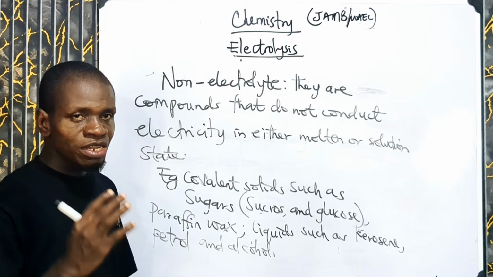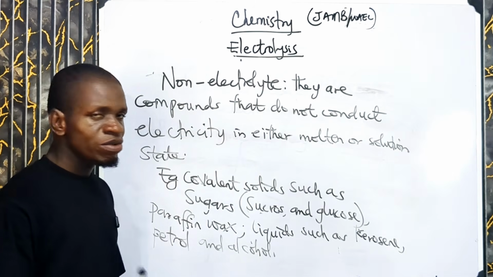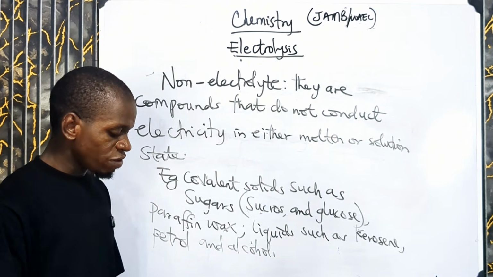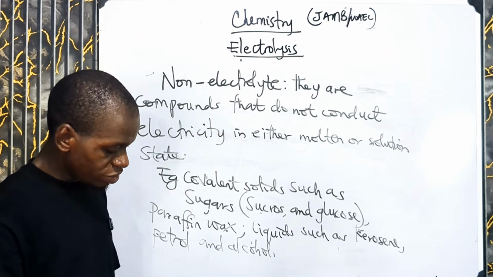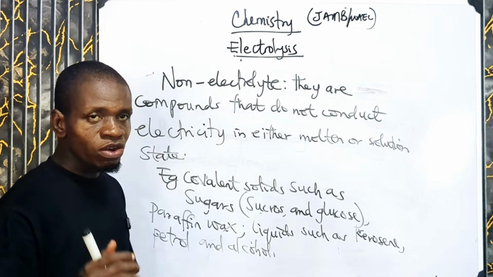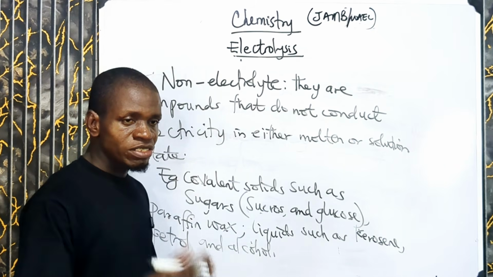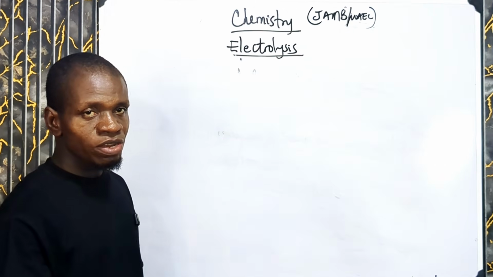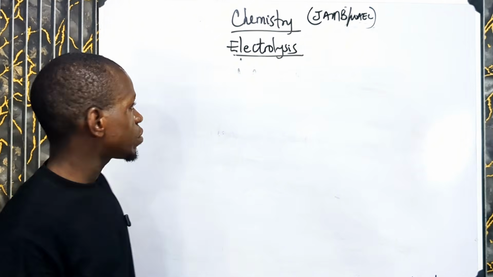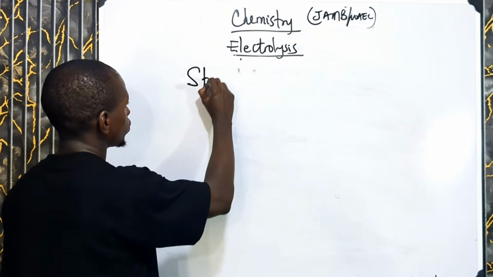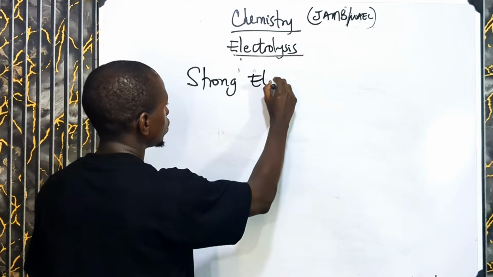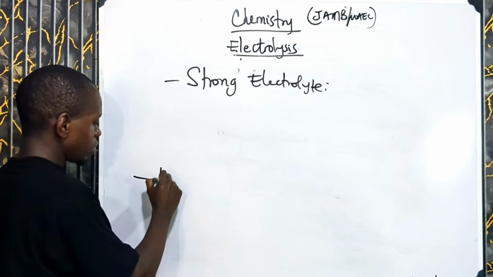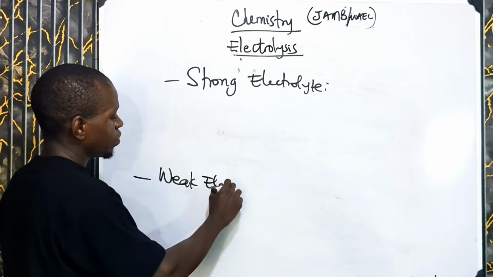Now I'm going to break down the electrolytes very well, because under electrolytes we have two classes of them. Sorry, we have two classes. We have the strong electrolytes, and we also have the weak electrolytes. Just two of them that we have. So let's look at the types of electrolytes that we have. The first one is the strong electrolytes, and the second one is the weak electrolytes.